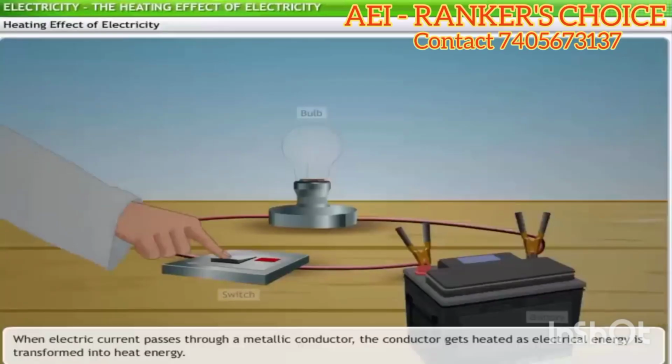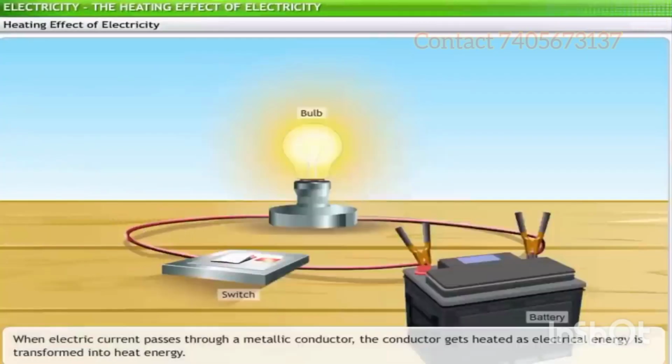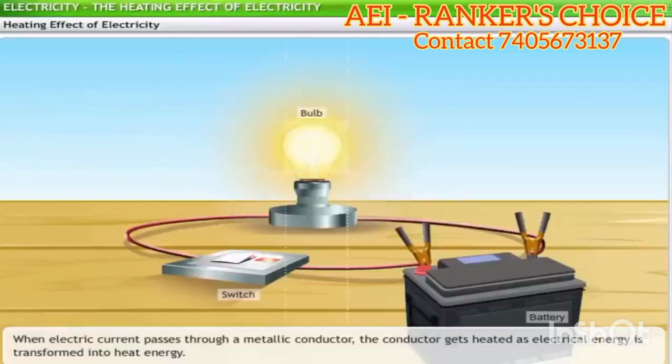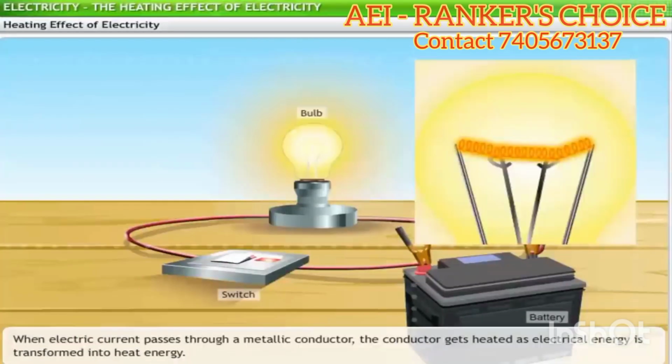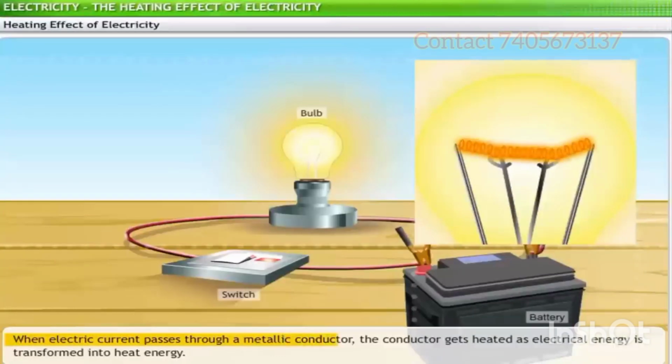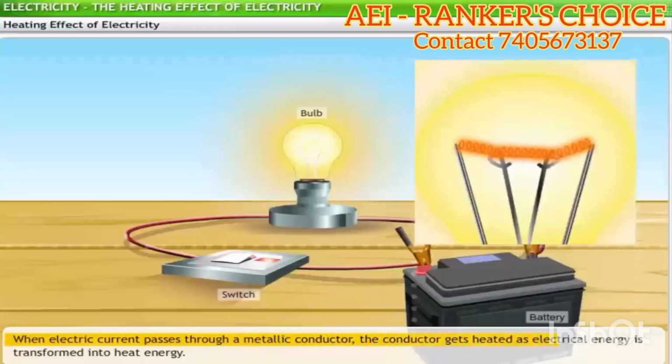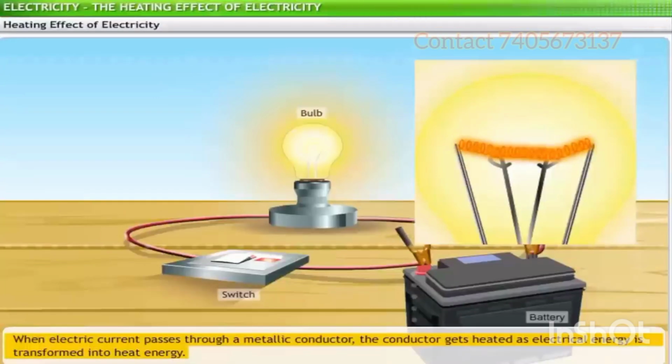When you switch on a bulb, the thin metallic wire or filament in the bulb turns red and the bulb starts glowing. This is because when an electric current passes through a metallic conductor, the conductor gets heated. Thus, electrical energy is transformed into heat energy. This is called the heating effect of electricity.